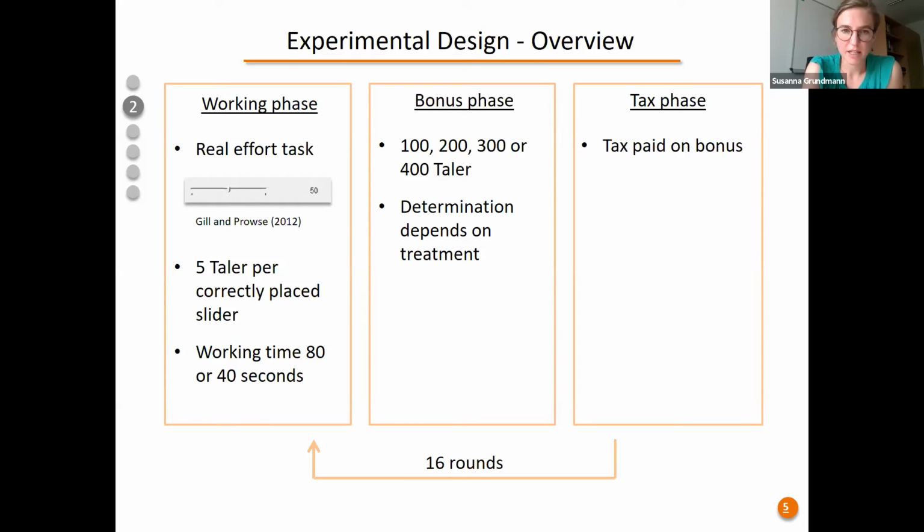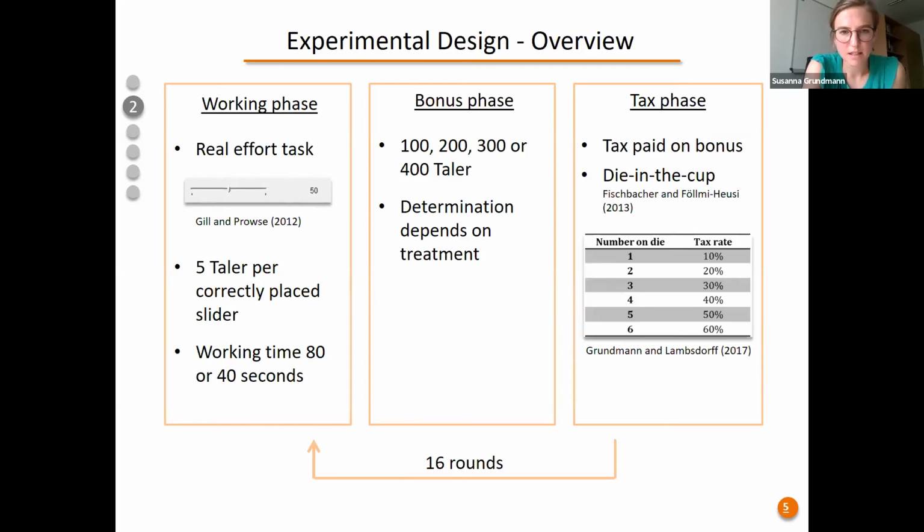Then finally, they enter the tax phase, and in the tax phase, they have to pay taxes on the bonus. And they determine the tax rate they have to pay themselves by rolling a die under a cup. And higher numbers on the die represent higher tax rates. So they roll the die and they have to enter the corresponding tax rate into the tax declaration, and obviously this creates an incentive to cheat by reporting lower tax rates.